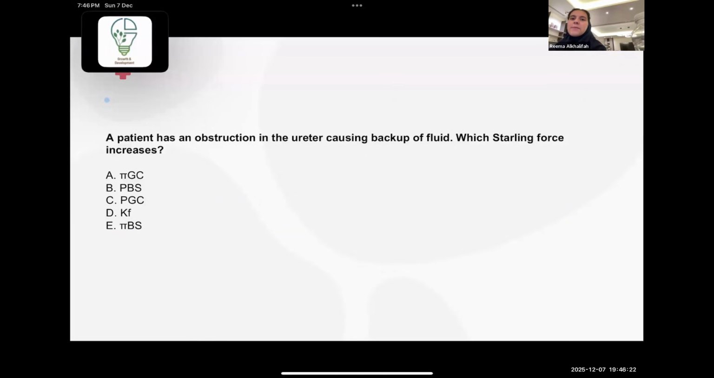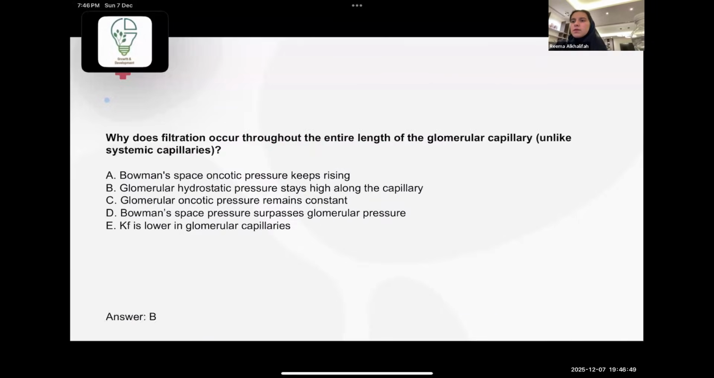The second question: if a patient has an obstruction in the ureter and it causes a backup of fluid, which Starling force increases? The correct answer is C. Oh, sorry, not C, B. Because what did we say over here?